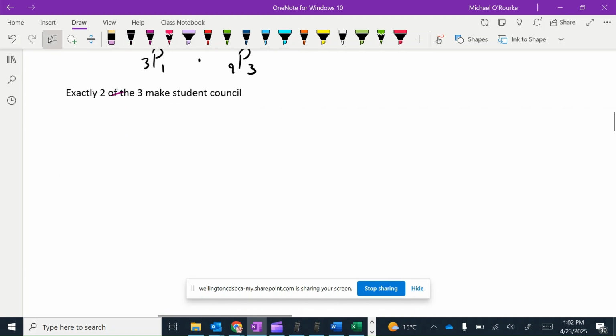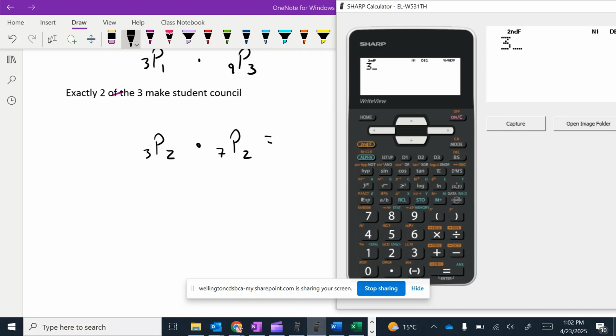Then exactly 2 of 3 make student council. So exactly 2 of the 3 friends. Okay. So this is my 3 friends. I want exactly 2 to make it, and then the other 7 people, they're going to fill the other 2 roles. So if I was doing my calculator, it'd be 3P2 times 7P2. 252.